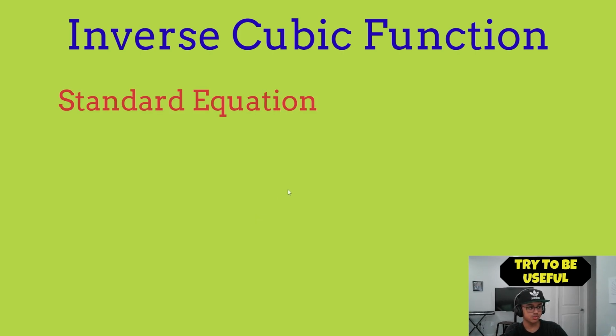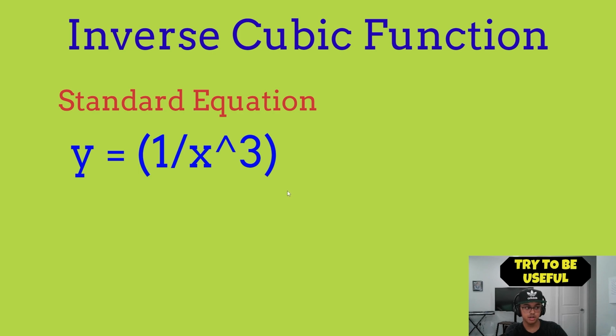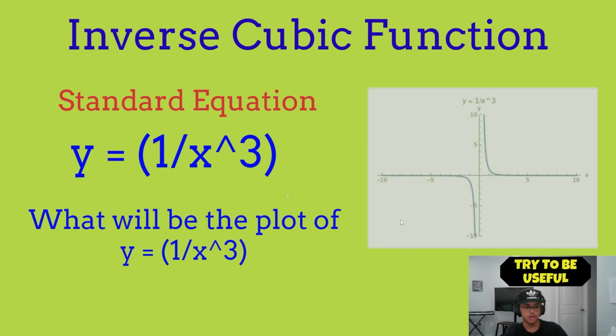And the standard equation for this is y equals 1 upon x cubed. And the plot for this looks like this. And this is obviously really similar to the other inverse functions that we saw, where there's a negative side and also a positive side, since we're able to have a negative number here. And also the inverse cubic function is a hyperbolic function.